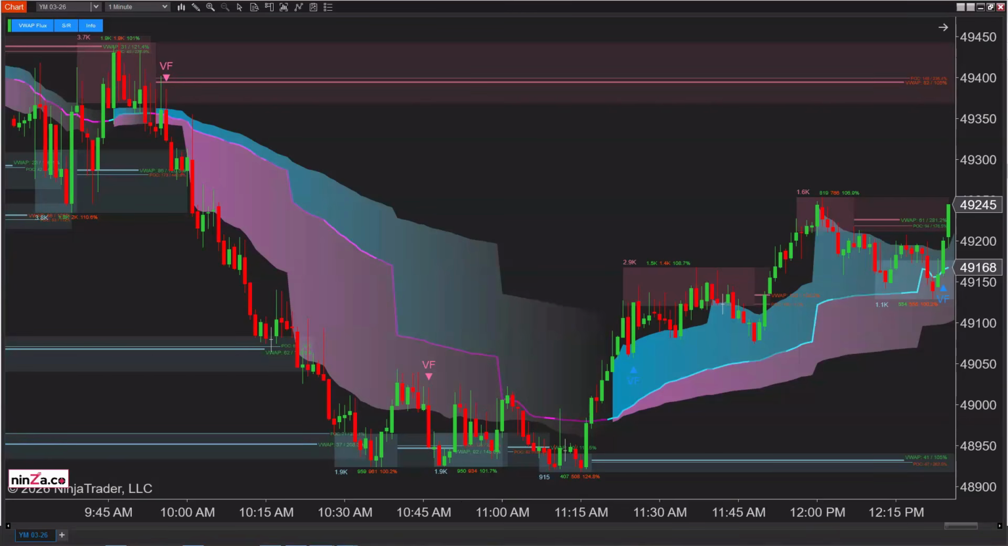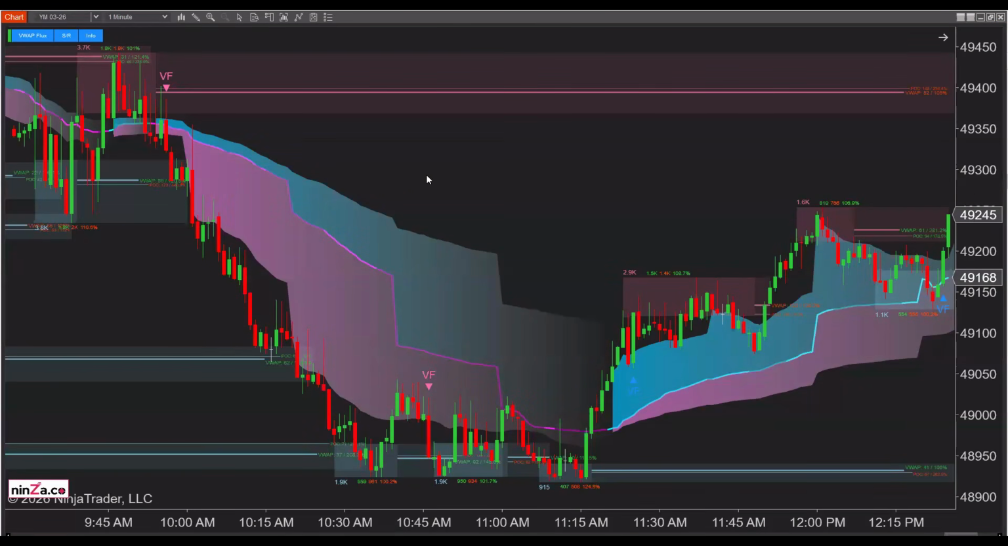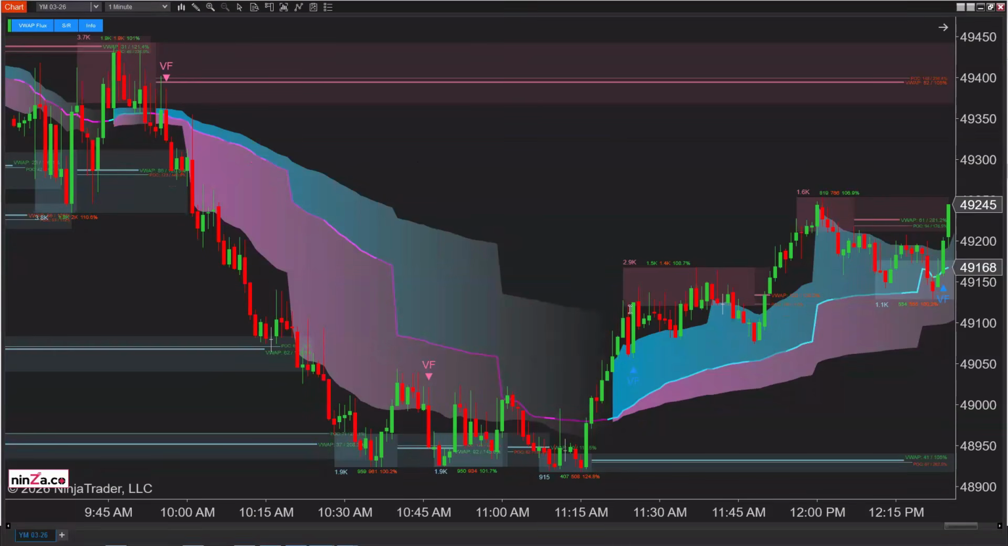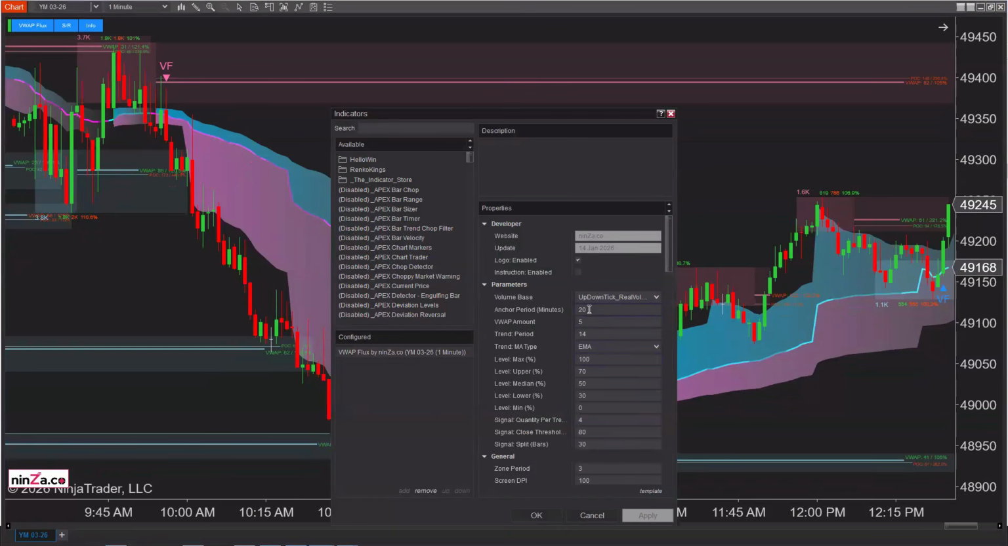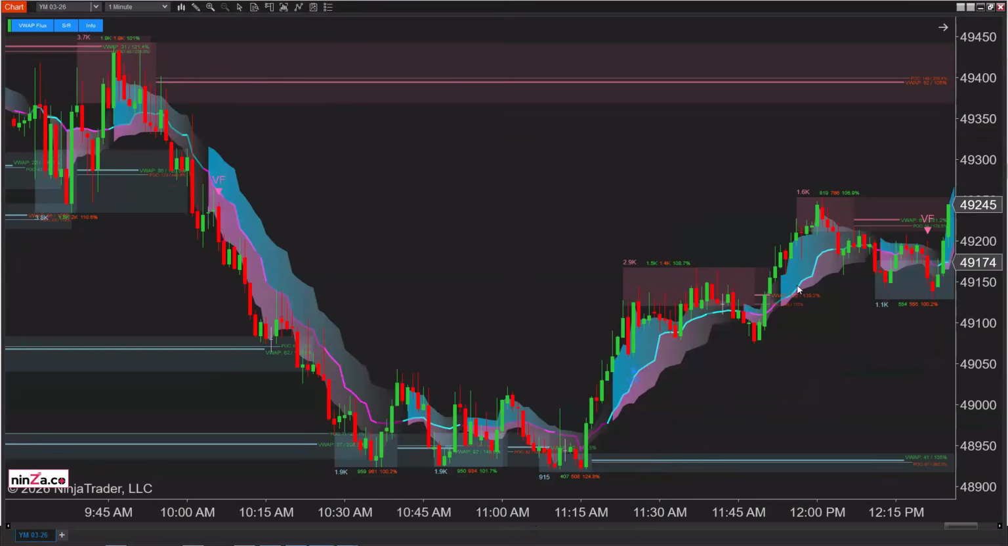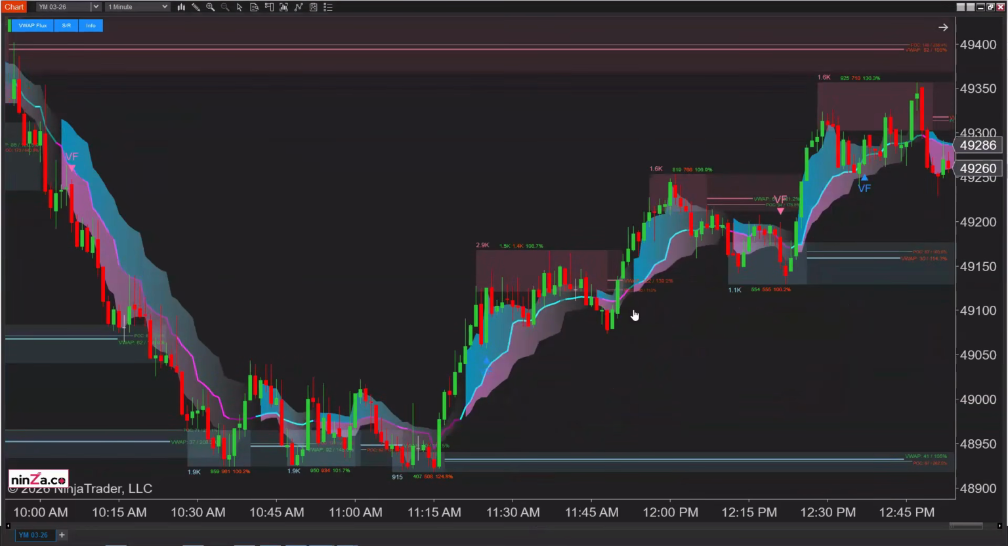Now, for example, let's go crazy. Let's have some fun. Let's say, I think the default is 20 minutes. So let's make it 5 minutes. How about this? 5 minutes. So it becomes a lot more flexible. That's probably just good for scalping, right? It really responds very, very quickly.